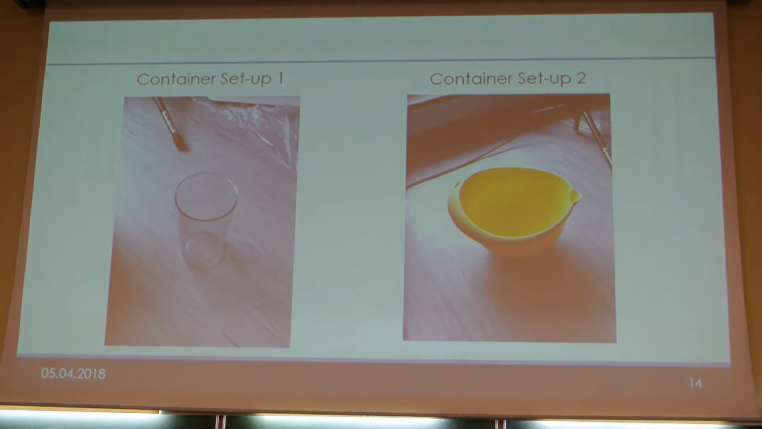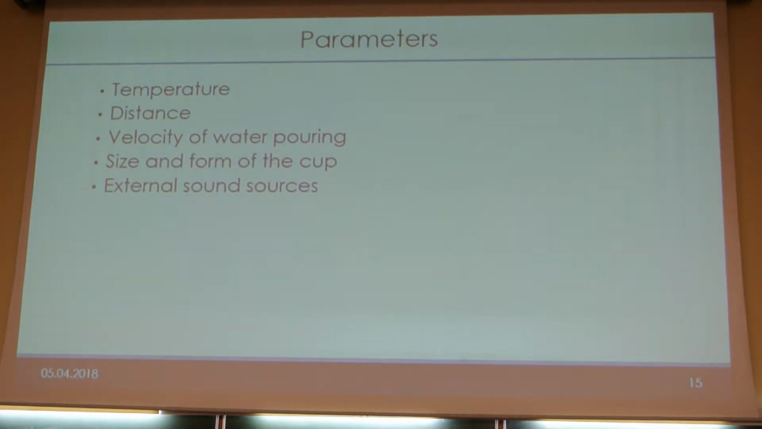and that we have made all the experiments with 2 different cups. So what are the important parameters? Most of all, of course, the temperature that we need to change, the distance that we try to keep constant the whole time so that we have no change of amplitude only due to change of our setup. Then, of course, the velocity of the water, the size and the form of the cup that have an influence on the sound that we are recording, and the external sound sources like the noise.